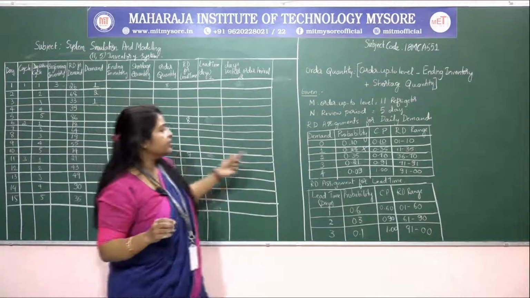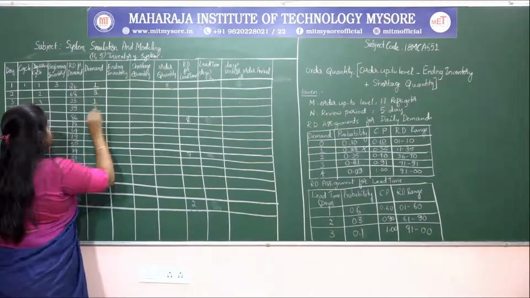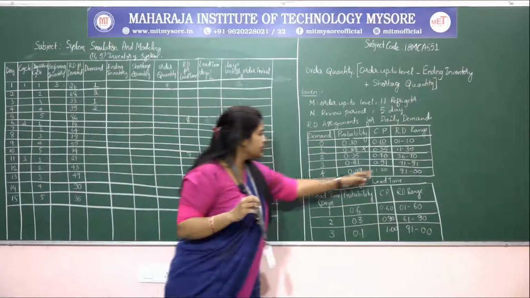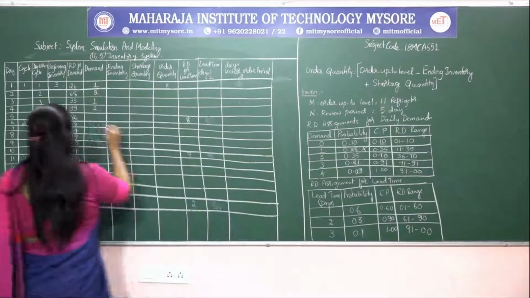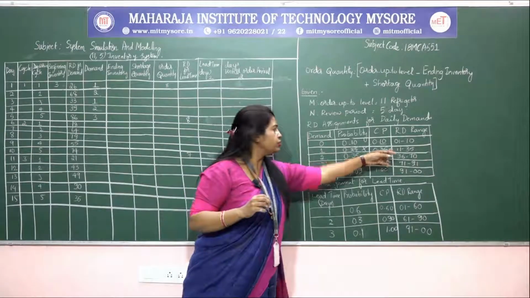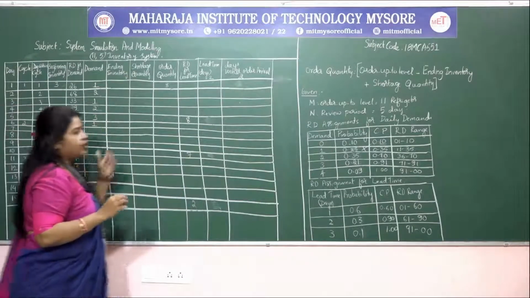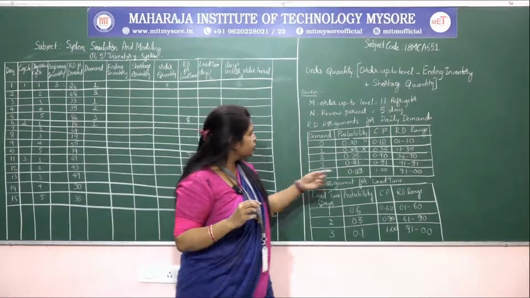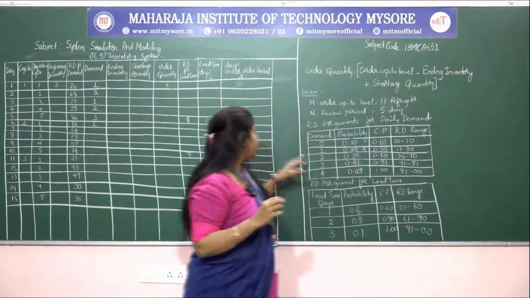Next is 39. 39 comes under 36 to 70, so demand is 2. 86 lies between 71 to 91, equivalent demand is 3. Next is 18. 18 comes under 11 to 35, demand is 1. Next 64. 64 lies between 36 to 70 and the demand is what?